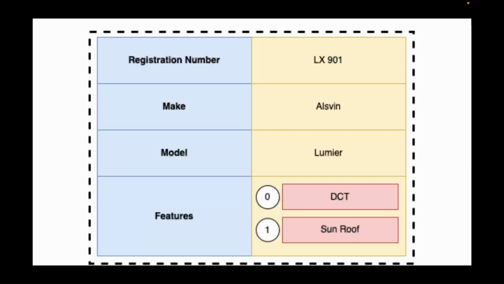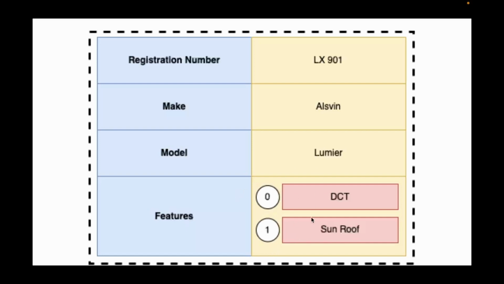And if we make it a bit more complex, let's say we have an attribute called features, and it contains a list of features. A list is basically an array. Arrays start from the 0 subscript, so this could be the index or the position at the 0th position. It's DCT, and the first position is sunroof. In programming languages, usually the first index starts from 0, and the second is 1, the third is 2, and so on.